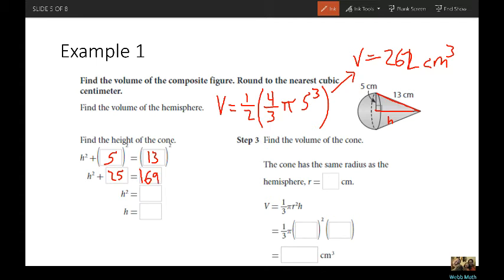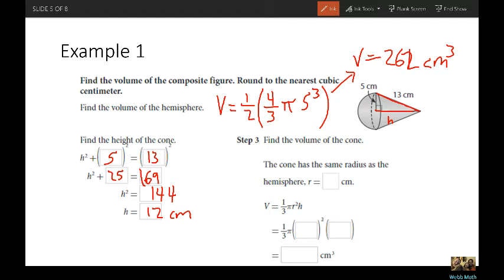Now we have to subtract the 25 from the 169. We get 144. There we go, 144. How do you get rid of the h squared, or the square part? Square root. And you should get 12. Of course, there's a plus and minus 12, but negative 12 doesn't quite work for distance or length, so it has to be the positive 12 centimeters. So we found the height. Awesome.